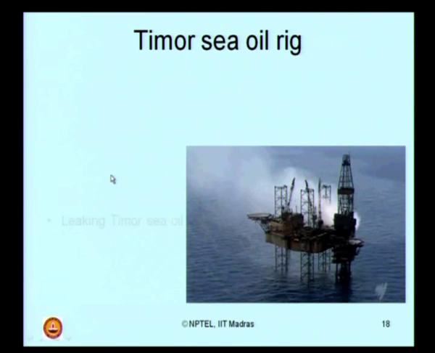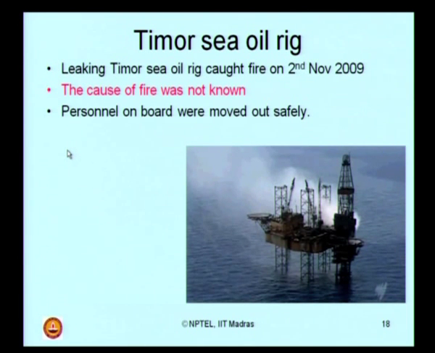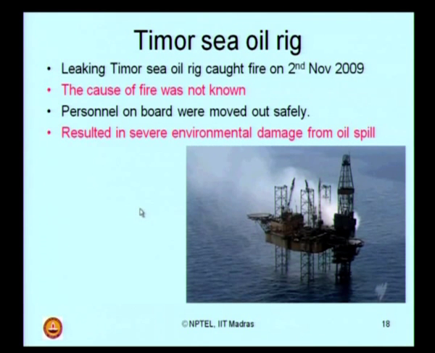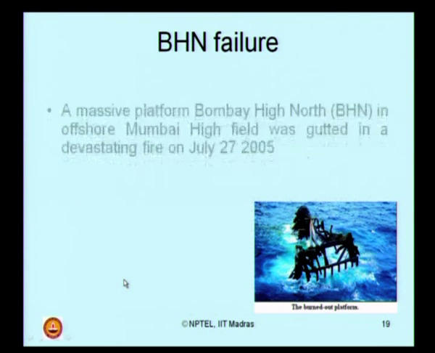The third case study is the Timor Sea oil rig. The leaking Timor Sea oil rig caught fire on 2nd November 2009. The cause of the fire was not known, but one safety point is that personnel on board were moved out very safely. There was no loss of life because of this fire accident on the Timor Sea oil rig, but it resulted in severe environmental damage from the oil spill of the rig. This is another classical example of a failure which could have been avoided.